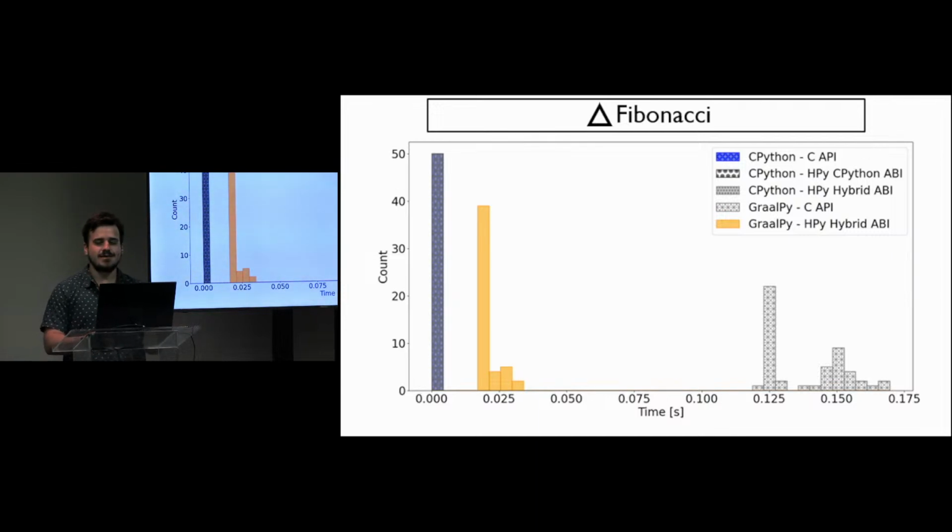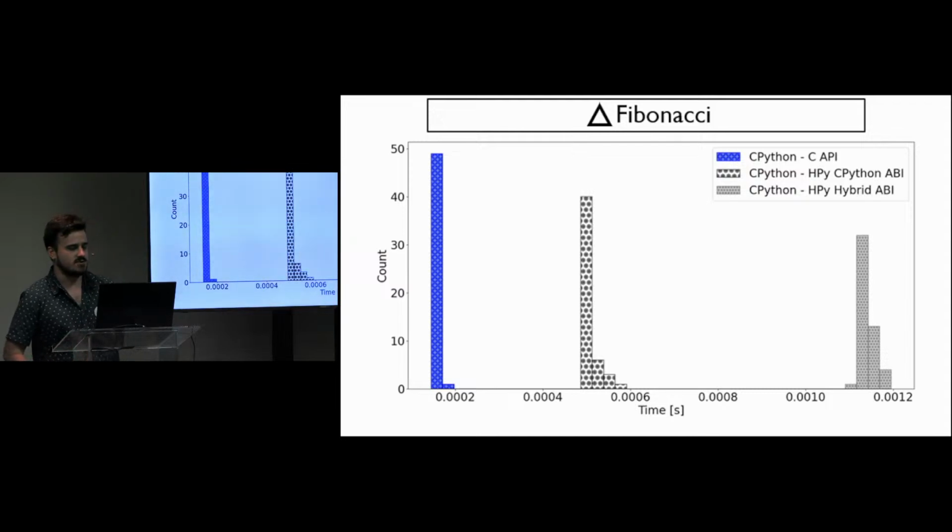Now if we zoom in on the right, we can see that HPy performs a bit more terribly than on the for loop benchmark. There's no overlap between these, as there was before, and the HPy version is more than twice as slow as the C API, which again is not what we wanted.